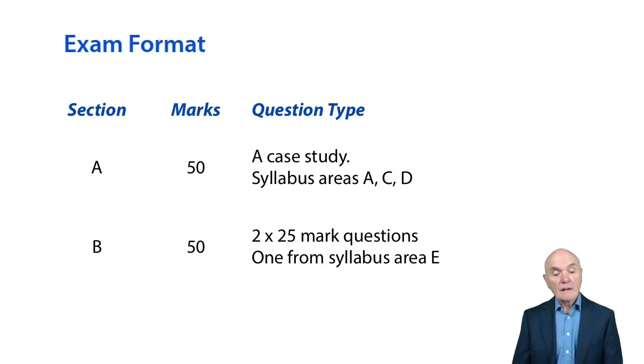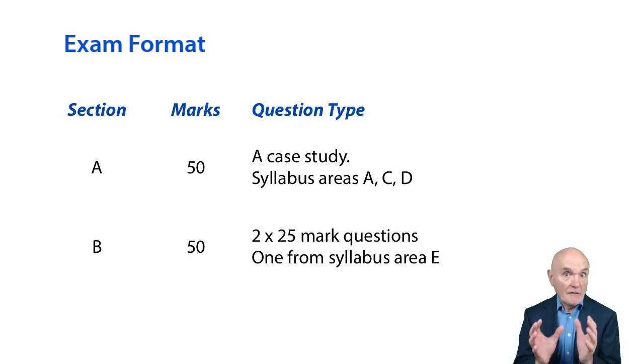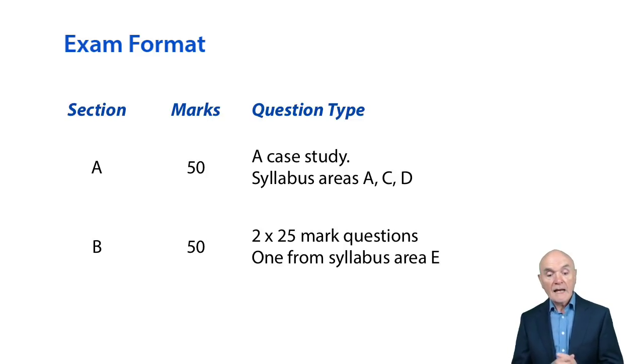Shape of the paper. All of the questions are basically scenario-based. They're case studies. Section A is a large case study, 50 marks, several pages of information. It will be broken down into several parts, of course. And it will concentrate on syllabus areas A, C, and D. So A, C, and D up here. A: use strategic planning and control models. C: identify and evaluate good and bad performance reports. And D: how you're going to measure it, appropriate measurement techniques.